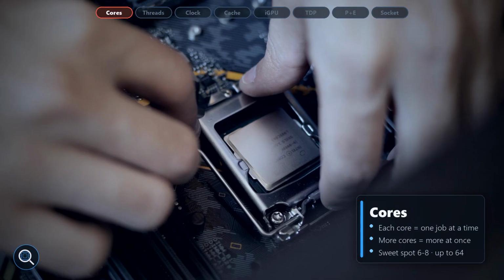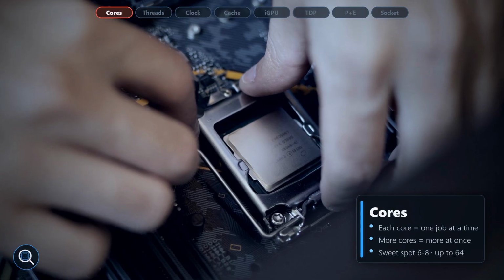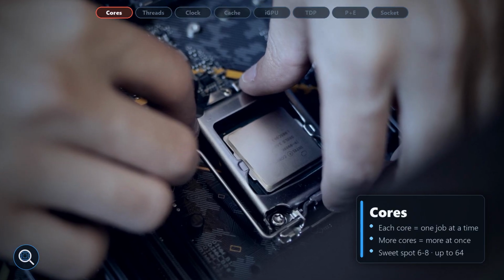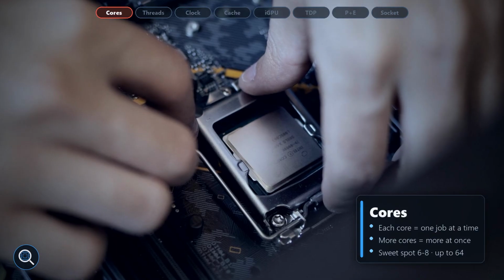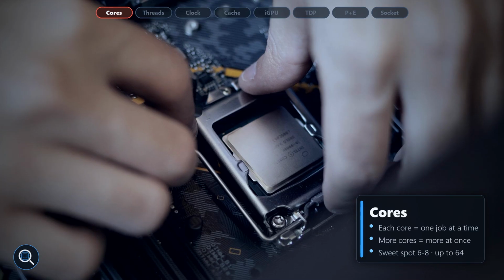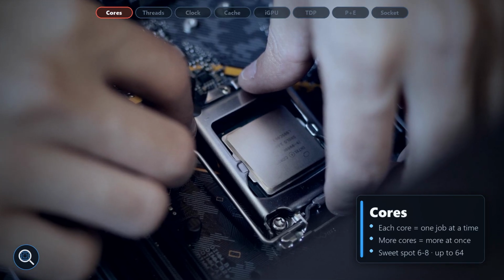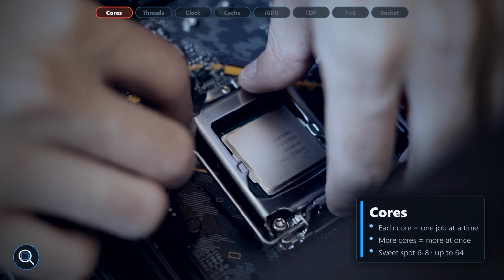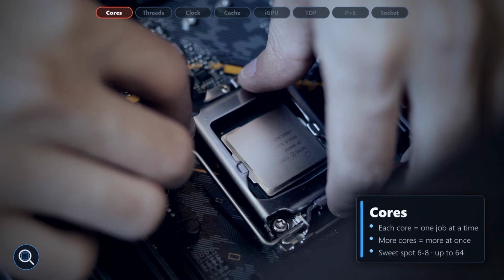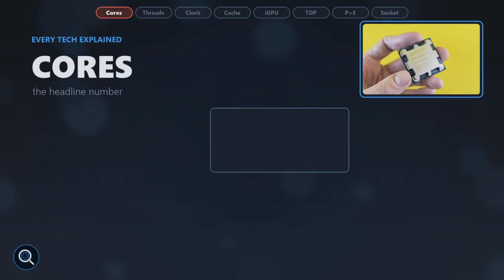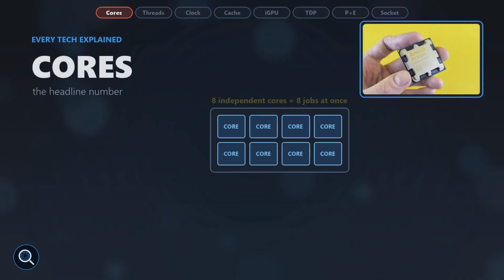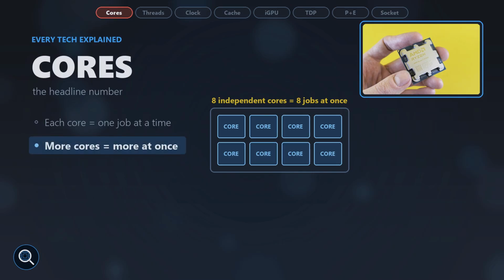actually buy. A core is a complete processing unit inside your CPU, a little brain that handles one task at a time. The earliest chips had just one and did everything in a single line until the first mainstream dual-core processors arrived around 2005 and split the work in two. Today, every chip has several, from 4 in a basic laptop to 8 in a typical gaming PC. The strength is simple. More cores means more happening at once.